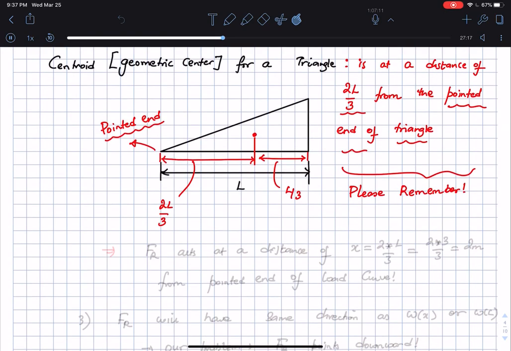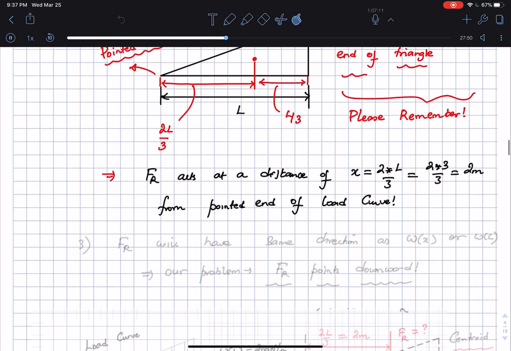And so in our situation, FR acts at a distance of x equal to 2 times L/3, which is 2 times 3/3, or 2 meters from the pointed end of the load curve. Right, that's the second point.